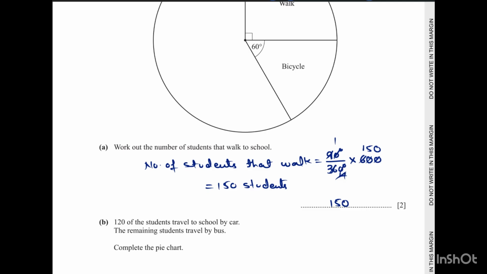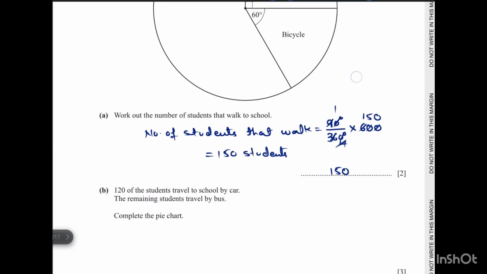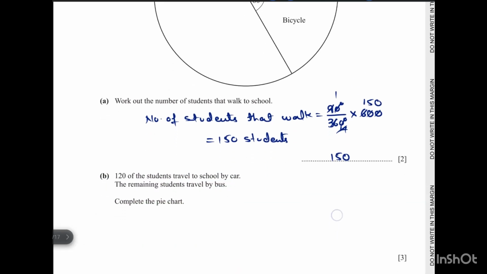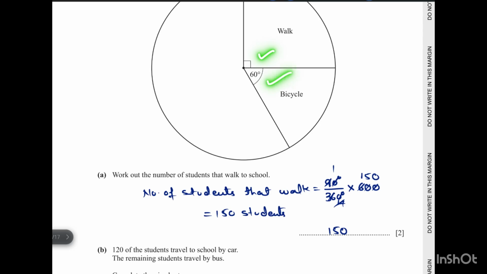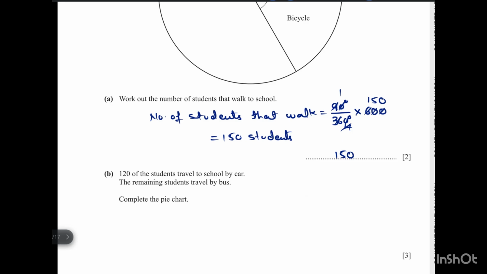Question B. 120 of the students travel to school by car, the remaining students travel by bus. Complete the pie chart. So now completing the pie chart is needed, so we need the angle, because the angles for these two sections are already drawn. We need to draw one more line here. If you know one of the angles you can draw that, and the remaining angle will be the angle for the students who travel by bus. Because we know the number of students who travel by car, using that we can find the angle.